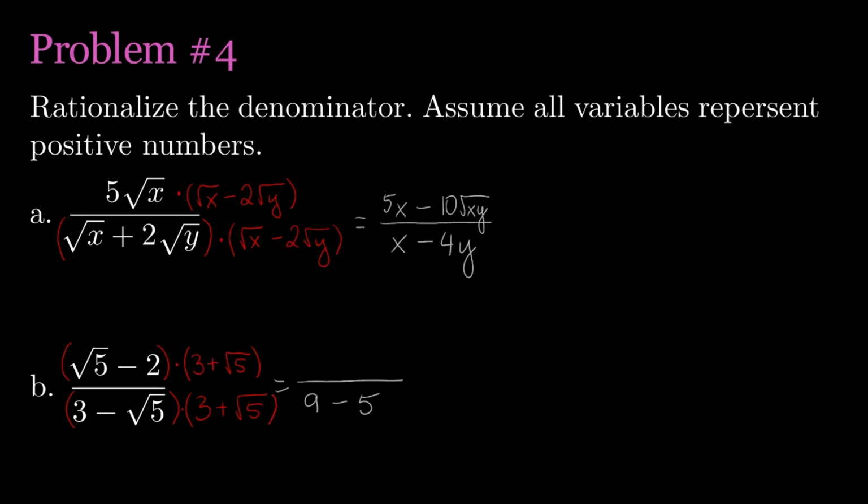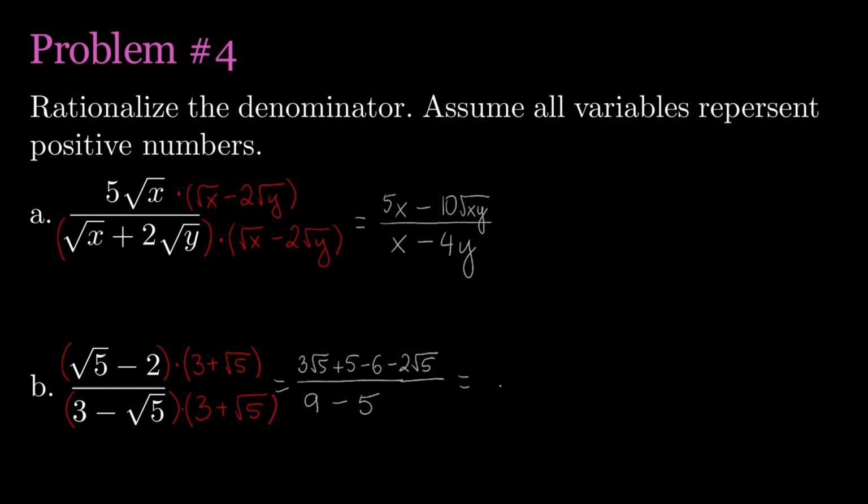And multiplying out things in the numerator, foiling in other words, we get 3 times the square root of 5, then plus the square root of 5 squared, which is just 5, minus 2 times 3, which is 6, and minus 2 times the square root of 5.